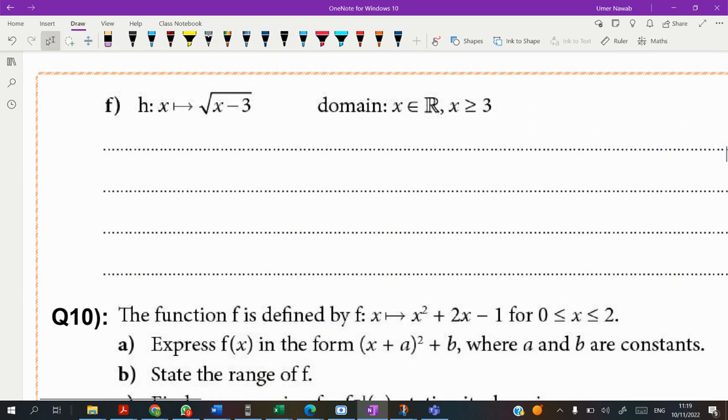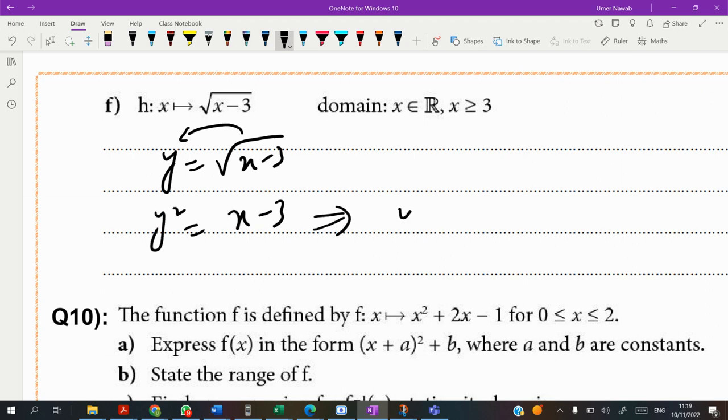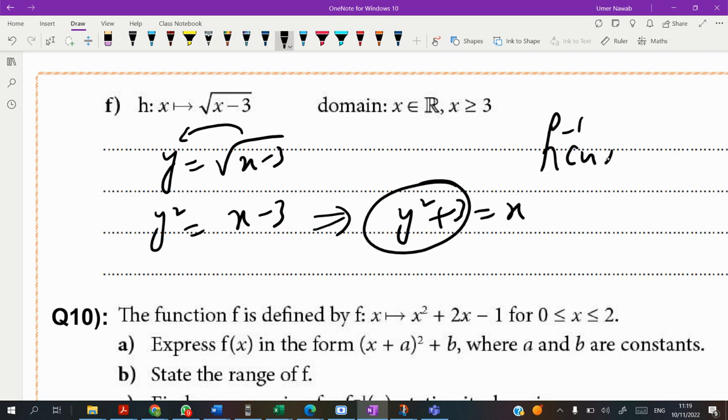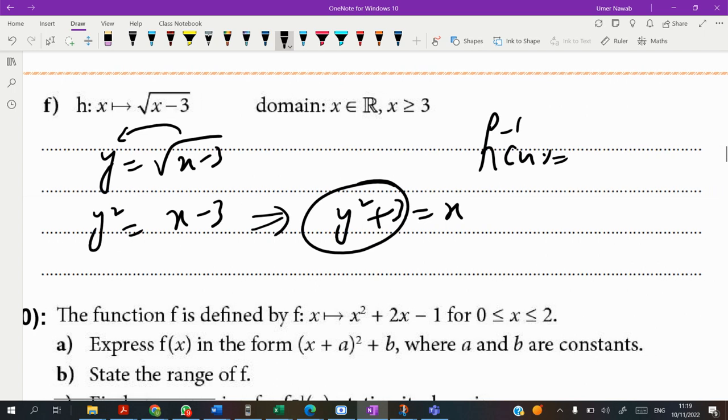That's all. Now y is equal to the square root of x minus 3. Send the square root to the other side, it becomes y squared. So x minus 3. Now y squared plus 3 is equal to x. So this is your f inverse function, or h inverse function. So h inverse is equal to x squared plus 3.